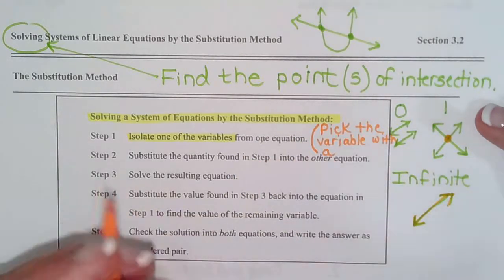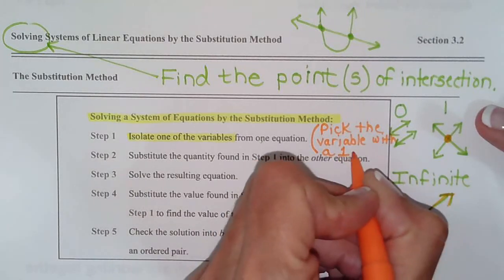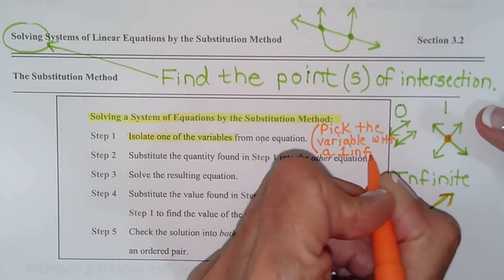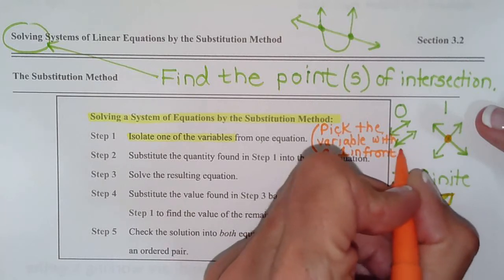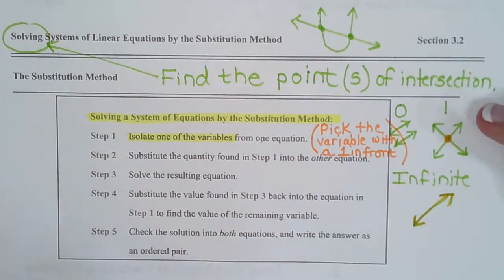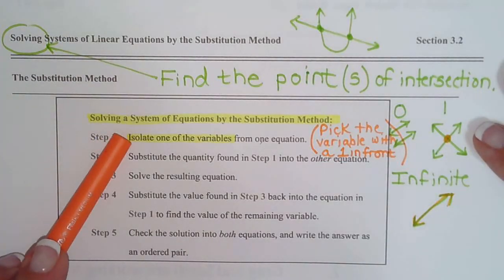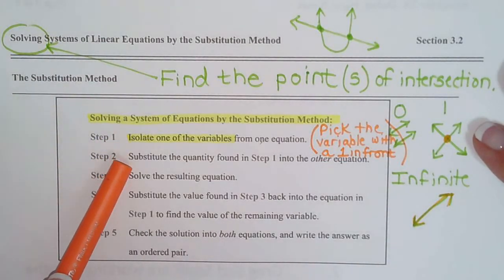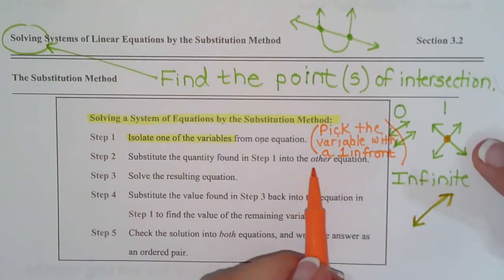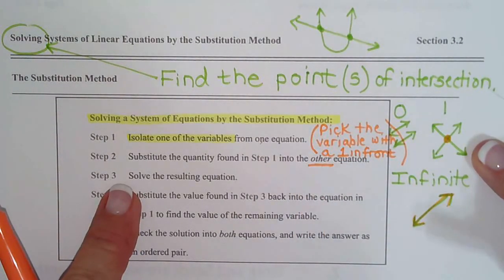It's called a coefficient of 1, but I'll just write it in layman's terms, so a 1 in front. So pick 1x to get alone or 1y to get alone. Don't try to get 3x alone because then you're going to have fractions. So we always pick the variable with a 1 in front of it. Then once we solve for that variable, we substitute it into the other equation and solve that resulting equation.